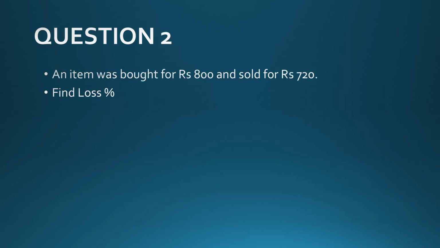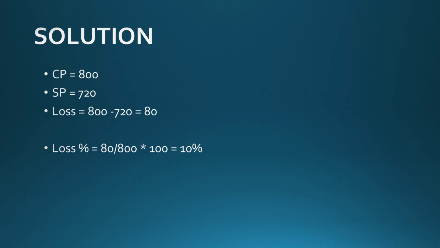Now let's look at the next question. An item was bought for rupees 100 and sold for rupees 720. Find loss percentage. Try this one yourself before seeing the solution. Now let's look at the solution. So here cost price equal to 800, selling price equal to 720. So loss equal to cost price minus selling price equal to 800 minus 720 equal to 80. Loss percentage equal to loss divided by cost price into 100. So 80 divided by 800 into 100 equal to 10%. So the answer is there is a 10% loss.